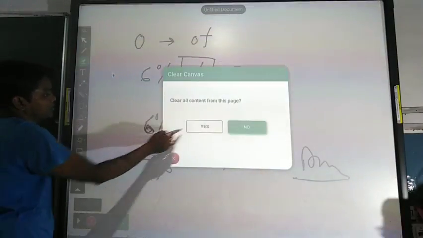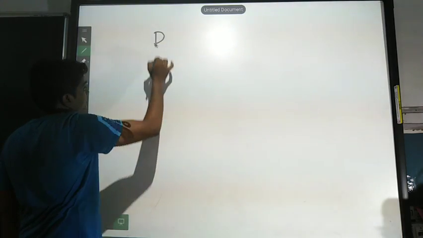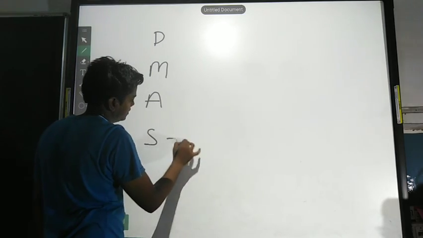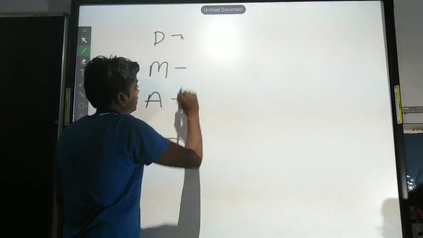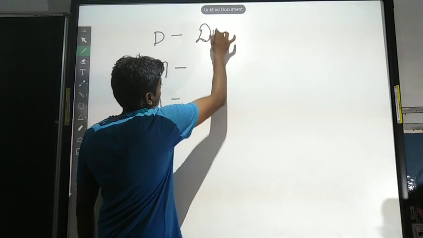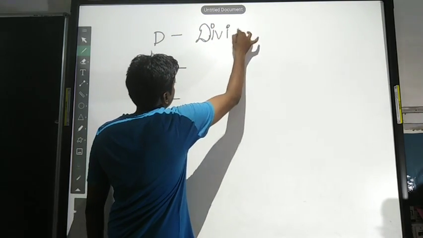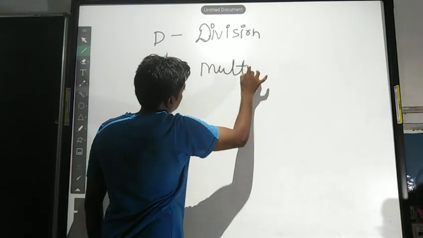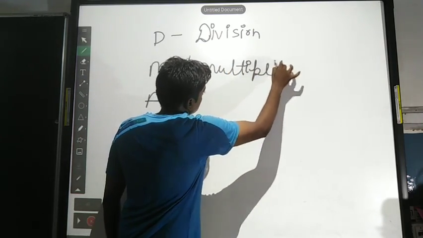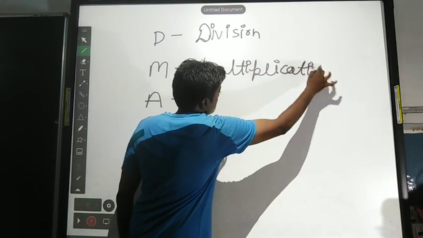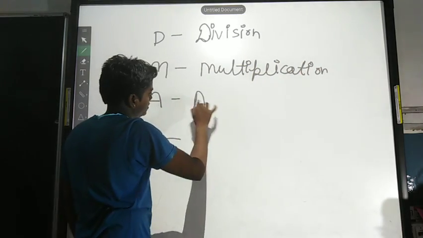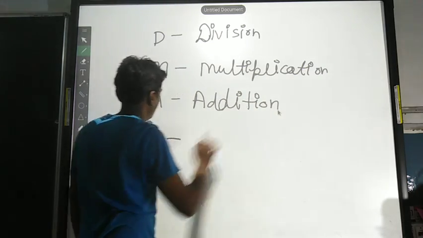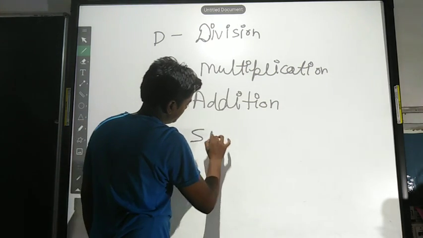Now after that, next word, that is D, next M, then A, then S. D stands for division, M for multiplication, A for addition, and the last one is S for subtraction.